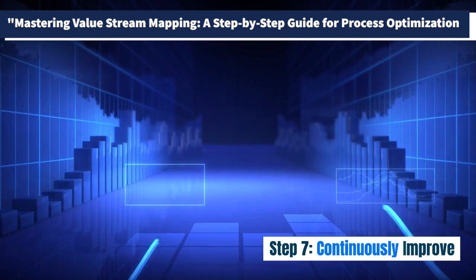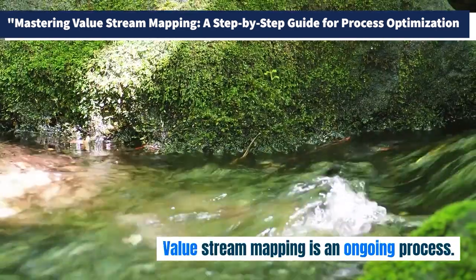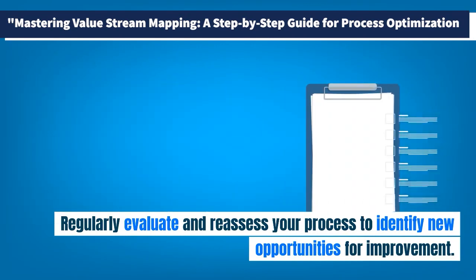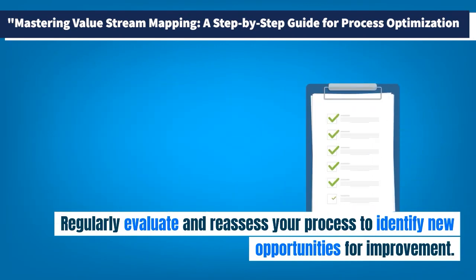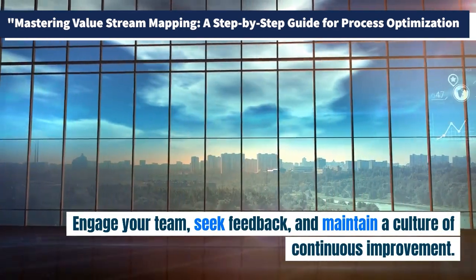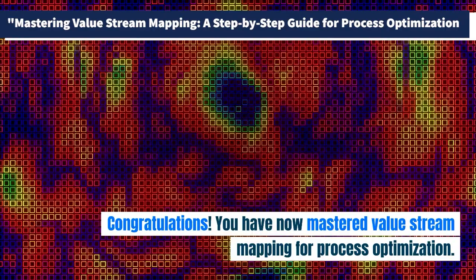Step 7. Continuously improve. Value stream mapping is an ongoing process. Regularly evaluate and reassess your process to identify new opportunities for improvement. Engage your team, seek feedback, and maintain a culture of continuous improvement.